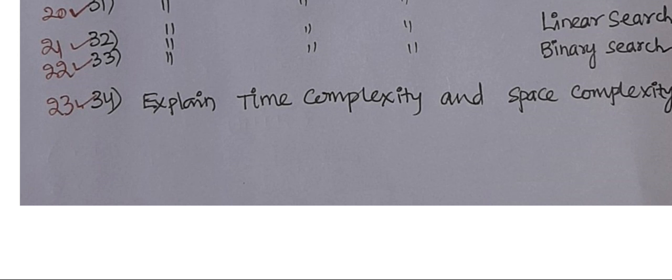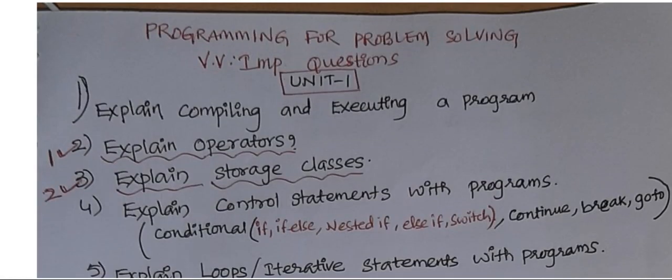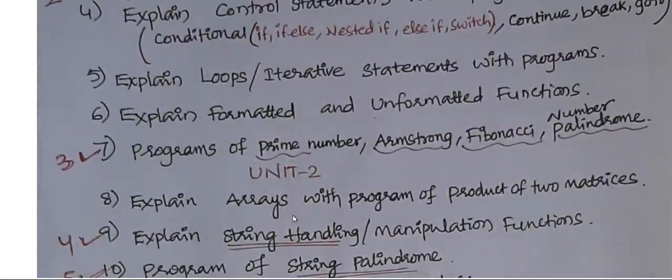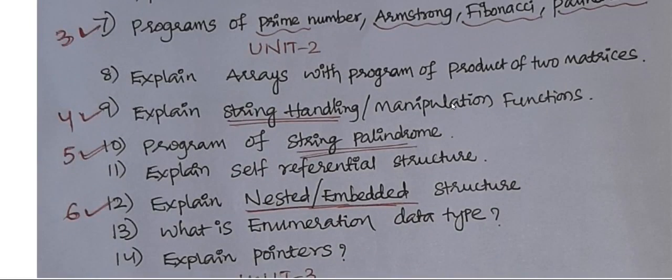Once again I will explain. You see here, these tick marks are very important questions. Operators you have to learn compulsorily. Storage classes, conditional and control statements, loops, and these programs: prime number, Armstrong, Fibonacci, palindrome number. Next, here tick mark: string handling functions, string palindrome program, nested or embedded structure program with explanation.